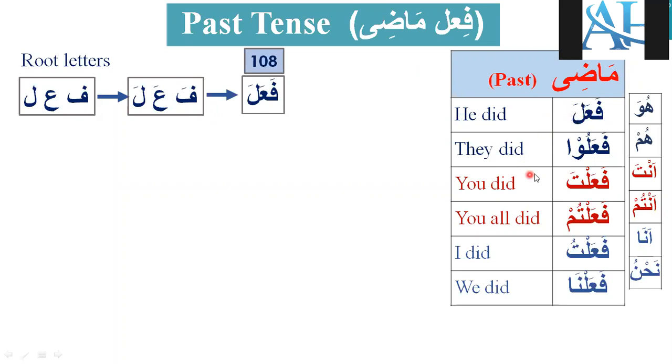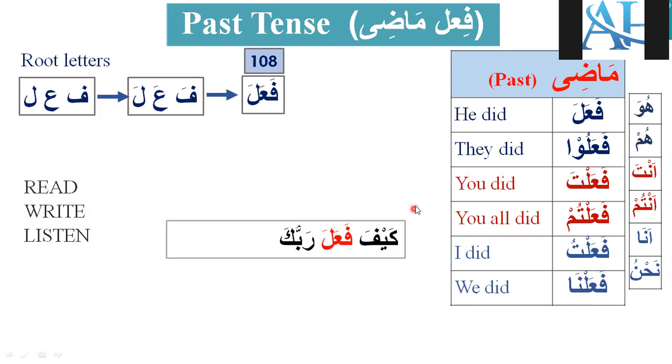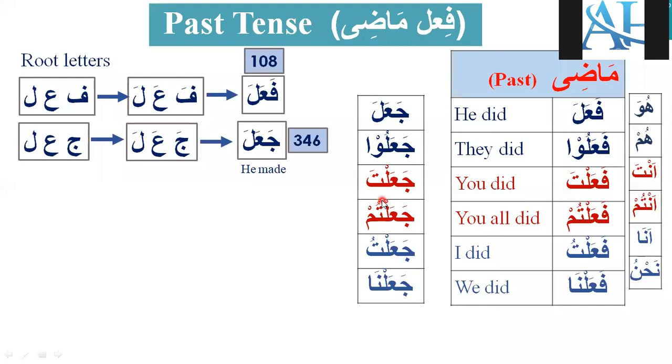We will take it as a template. We will fit any other word on it, and you will see that it takes the same shape. So again, fa'ala, he did. Fa'alu, they did. Fa'alta, you did. Fa'altum, you all did. Fa'altu, I did. Fa'alna, we did. We will look at the actual practical implementation later. If we fit ja'ala exactly on fa'ala, only fa will be replaced by jim, so it will be ja'ala.